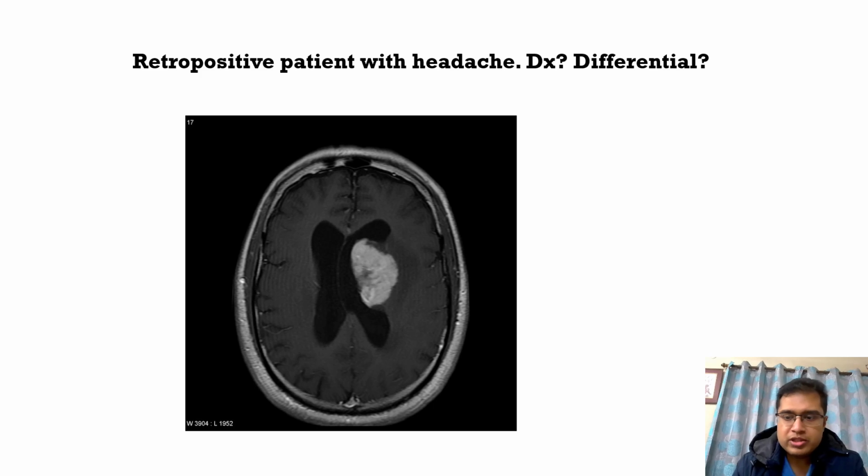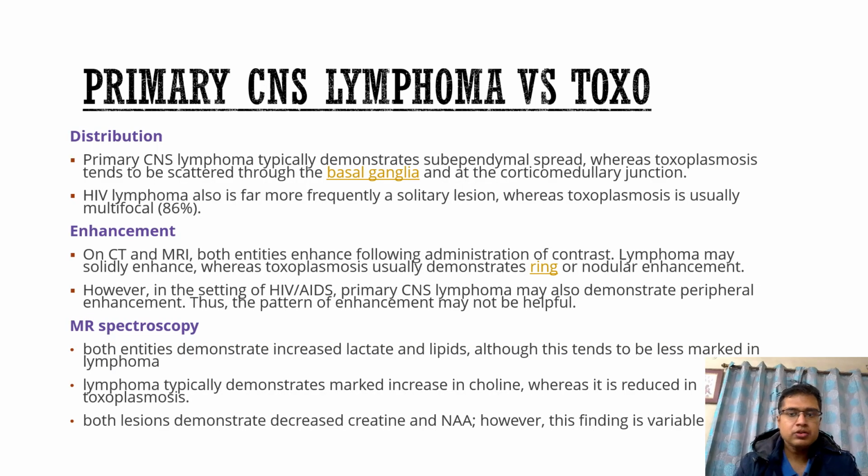So this is another case which is an important differential for toxoplasmosis, a retropositive patient with headache. So what is the diagnosis and the differential? This is a T1 post contrast axial section where we can see an intensely, homogeneously enhancing lesion. So in a retropositive patient, we have to think of primary CNS lymphoma as a possibility here. And how do we differentiate CNS lymphoma from toxo? There are important distinguishing points based on distribution, enhancement, and MRS.